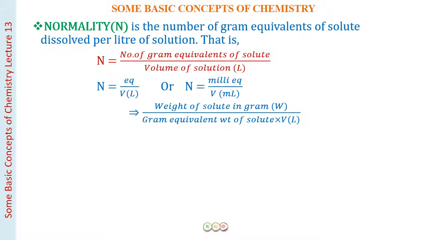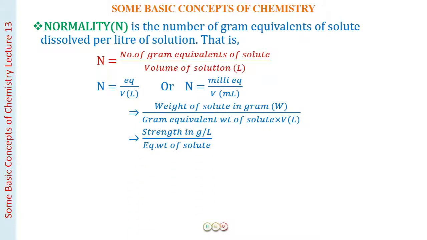Now the number of equivalents, what is that? It is basically the weight of the solute in grams divided by the equivalent weight. So you can replace the number of equivalents in this form. So you will get the normality to be the weight of the solute in grams divided by the equivalent weight of the solute in grams and divided by the volume in liters.